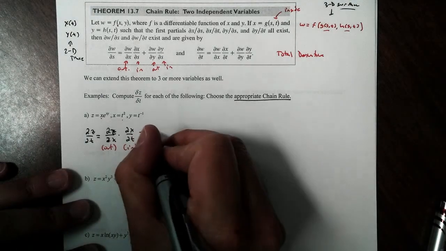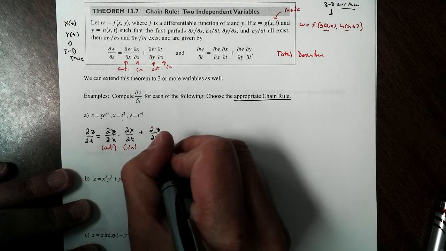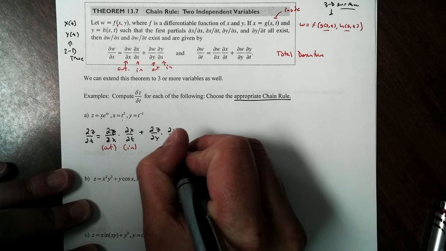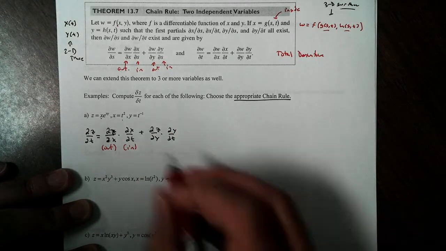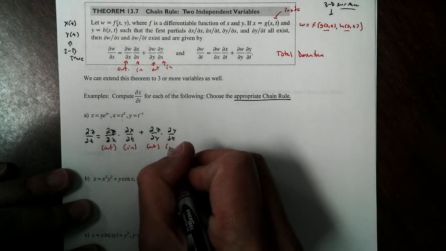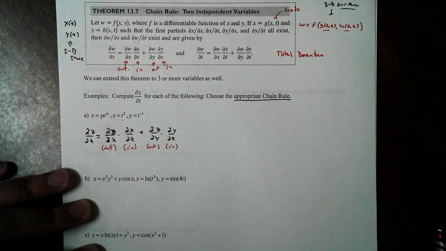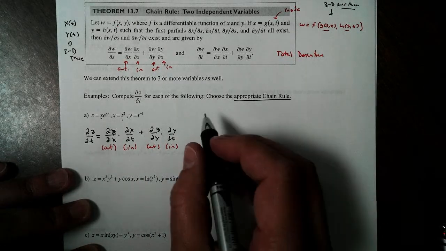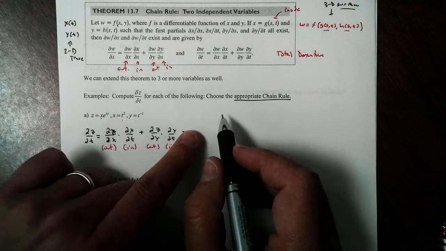And I do the same thing with the y. It's the partial of z with respect to y times the partial of y with respect to t. There's our outside function, and there's our inside function. And you can do this mostly in your head. Ready? We can do this in your head.